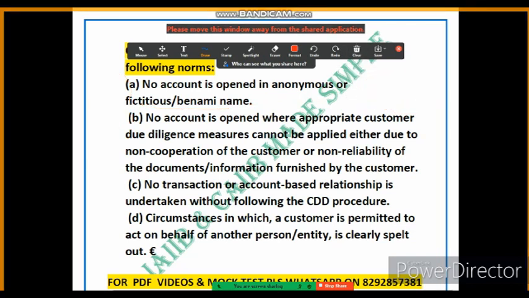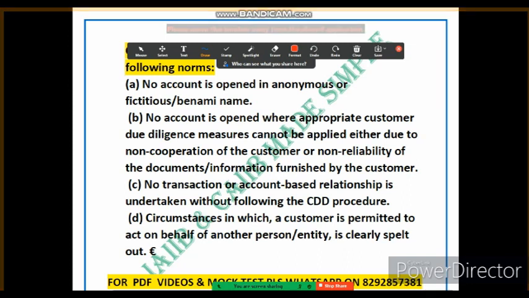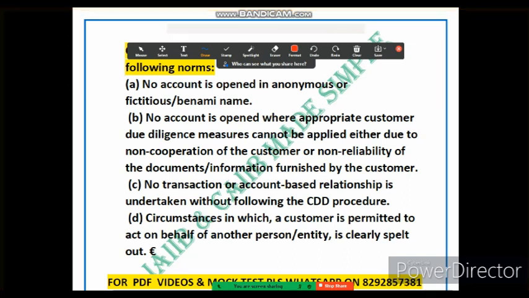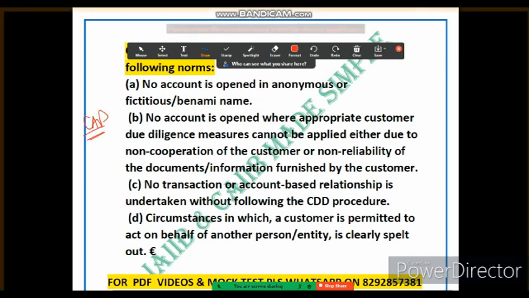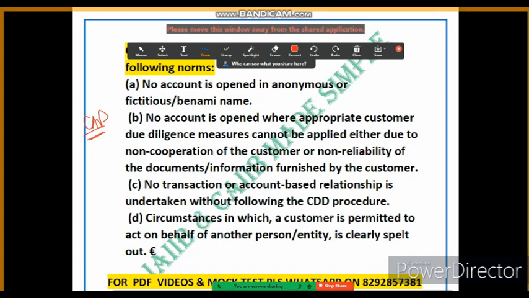Hopefully you have understood. Let's discuss the next point. The next point is that no account is opened where appropriate customer due diligence cannot be done. What does it mean? The customer acceptance policy, the CAP, requires banks and regulated entities to conduct customer due diligence. You know the meaning of customer due diligence? In short, it is called CDD. Why is the CDD measure carried out? To verify the identity and the information provided by the customer.